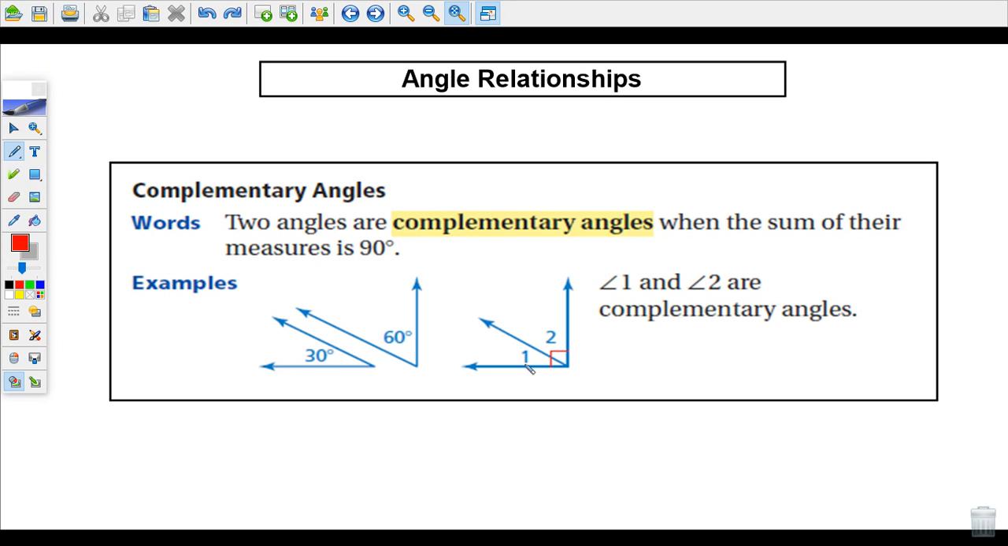In this picture, angle 1 and angle 2 are adjacent with a common side, and it forms this 90-degree angle, which is indicated by this red square right here.